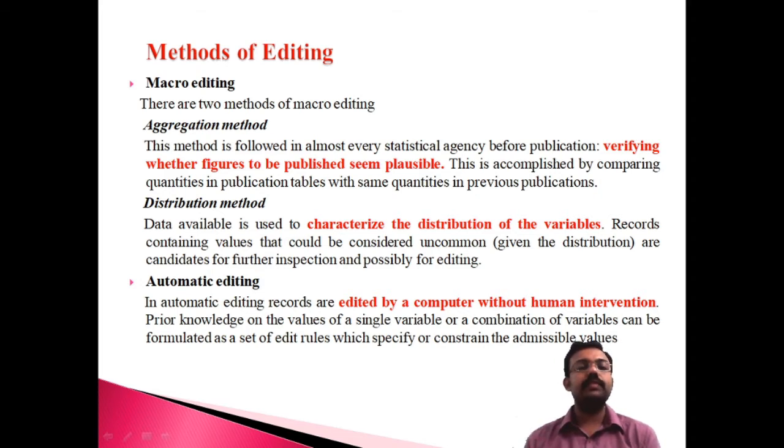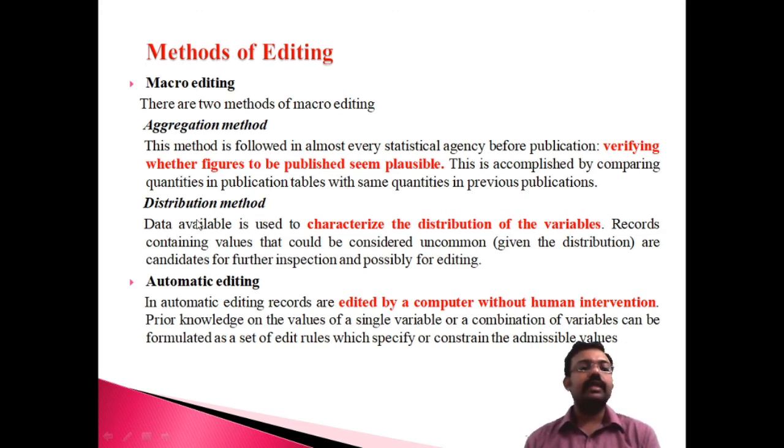Suppose you are publishing a paper in an international journal, you must ensure the aggregation method. That means ensuring the figures are reliable, and knowing the source of these figures. So this category of editing is known as the aggregation method of editing. This is accomplished by comparing the quantities in the publication tables with the same quantity in the previous publication. That is counter-checking each and every figure relating to your data. That category of editing is known as aggregation.